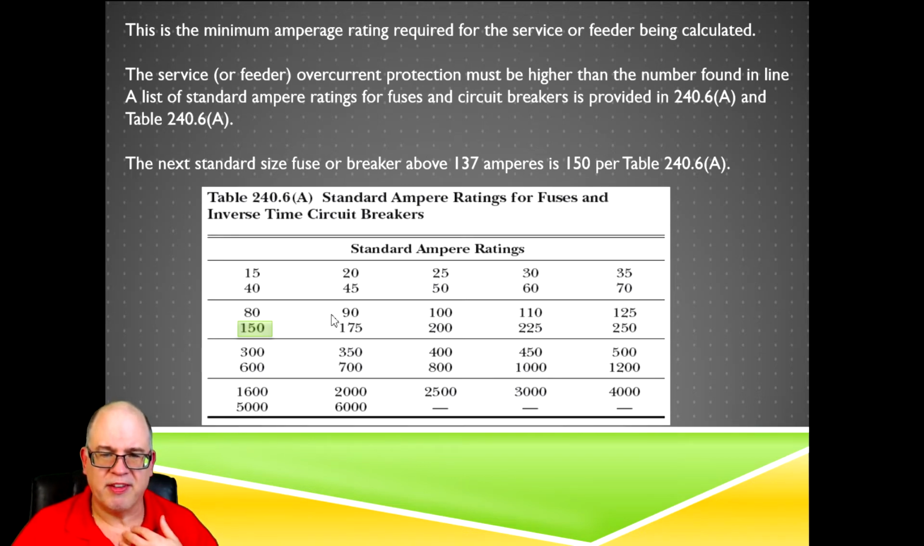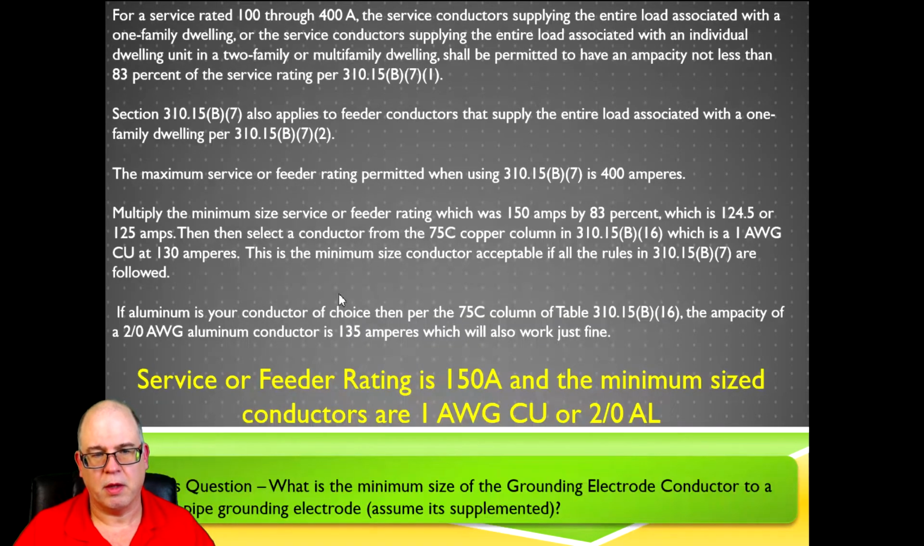Now, I want to go to this table and I notice that I don't have anything rated 137. So I'm allowed to go to the next standard size, and these are all standard sizes, by the way. So 150 is the next standard size. It's 137 amps of calculated load, and I can protect it with a 150 amp rated device because it says that I can go up to the next size.